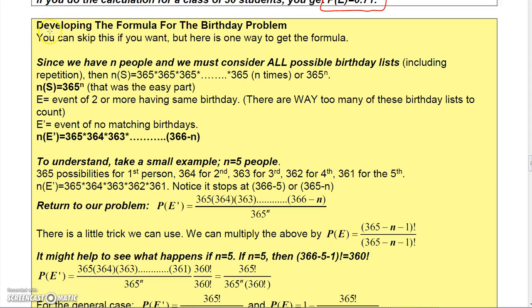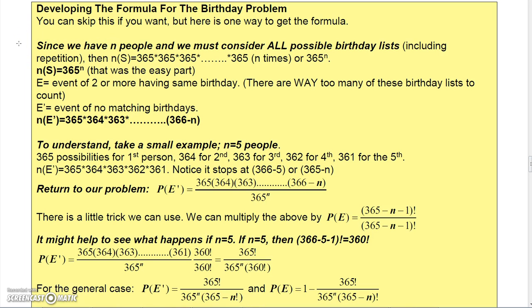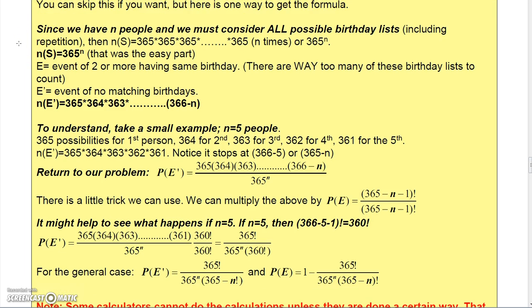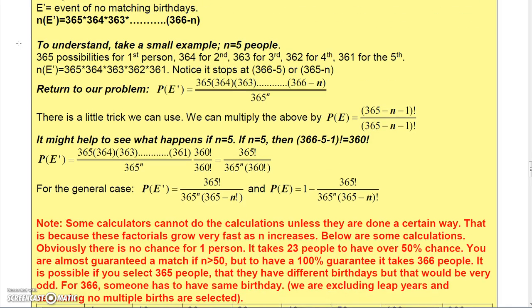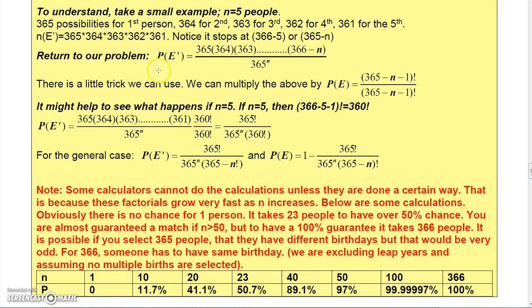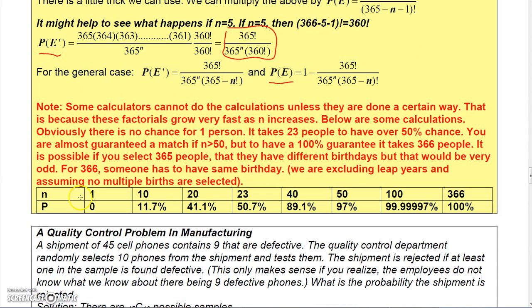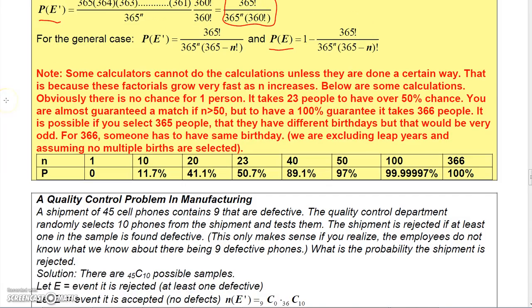I actually do have the development here, and you can skip this if you want, but if not, you can pause the video and read through here. Notice that I find the probability of not E right here, and then I use a little trick to convert it to a more compact formula where I get this. So that's the probability of not E, and then for the probability of E I just subtract that from 1. And here are a few calculations that I looked up here. But let's not dwell on that.